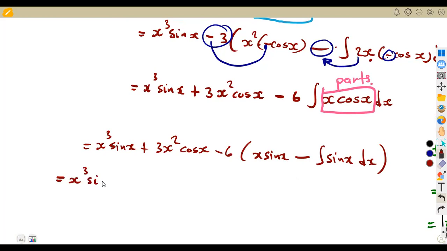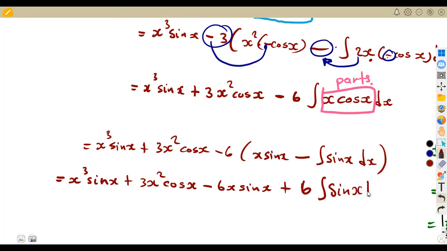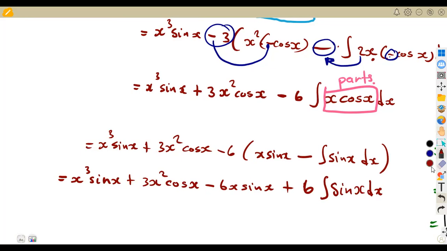So this will be x cubed sine of x plus 3x squared cos of x, multiplied by negative 6 throughout. So it's negative 6 times x, which is negative 6x sine of x. Negative 6 and negative gives a positive, so that will be positive 6. Take note here, we have got the integral there. So it's going to be the integral of sine of x dx, like this. Now at this stage it's easier because we can integrate the sine. So we can simplify this to finalize our question.